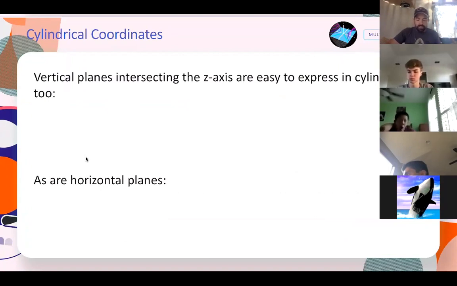So vertical planes intersecting the z-axis are pretty easy. This is x, y, z.